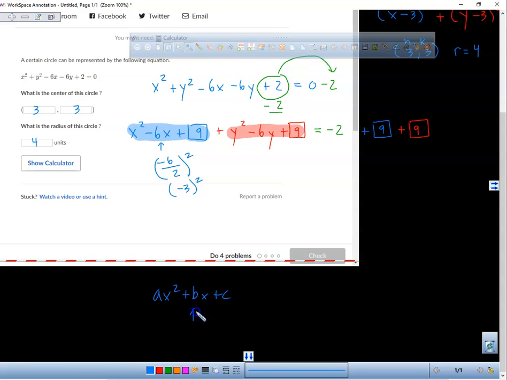But when you're completing the square, it's always half the b value squared to get your c value. So your c value when you're completing the square is always half of b, squared. That's going to be the important thing to know when you're completing the square. It's always half the b value squared every single time.